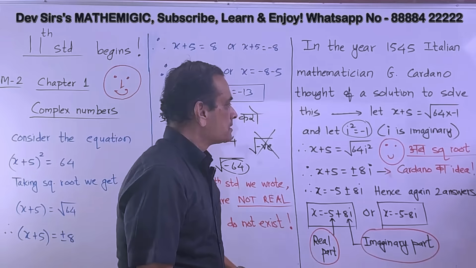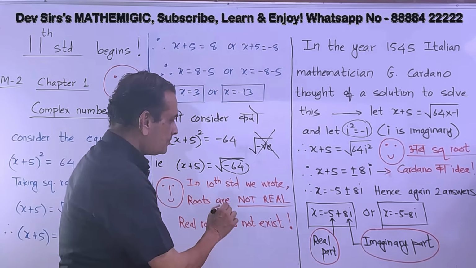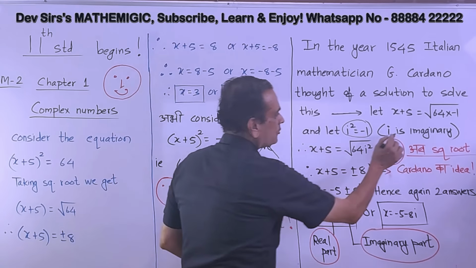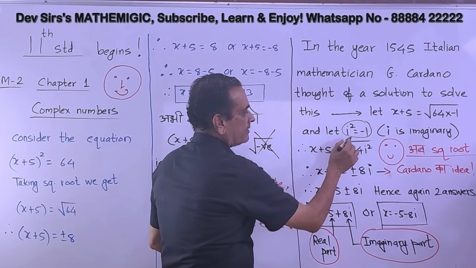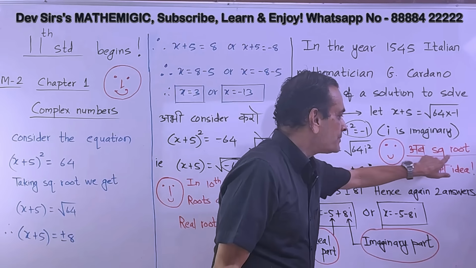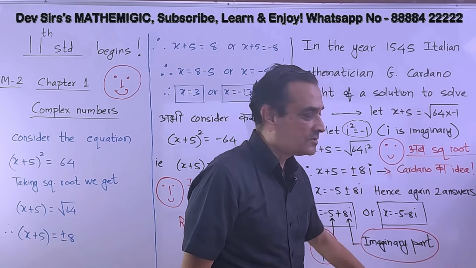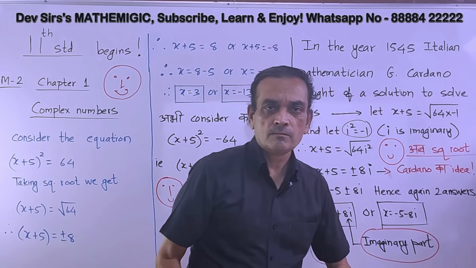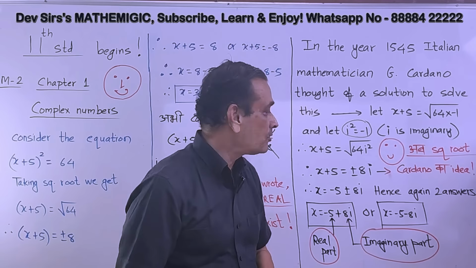Clear? So क्या किया? -64 into -1. Let -1 equal to i squared. बाद में अब स्क्वायर रूट आ गया. दिस वॉज कार्डानो का आइडिया. अब स्क्वायर रूट आ गया. अभी कैसे स्क्वायर रूट लोगे?